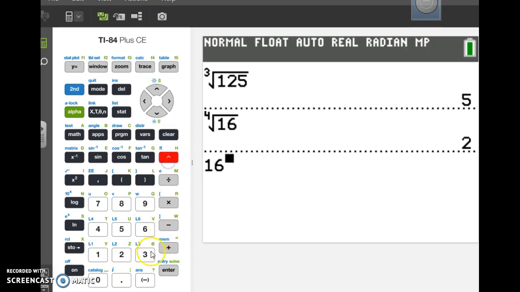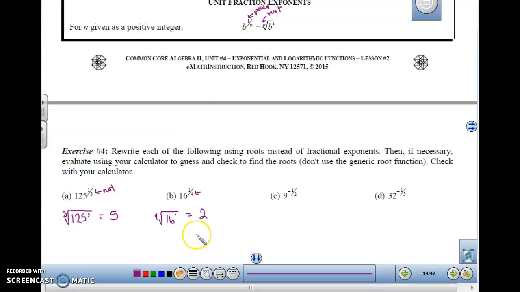Now you can also do it with the exponent as well. 16 raised to the 1/4, you can check it, is also equal to 2. So they're equivalent. This is going to equal 2 either way that you do it. So power over root.